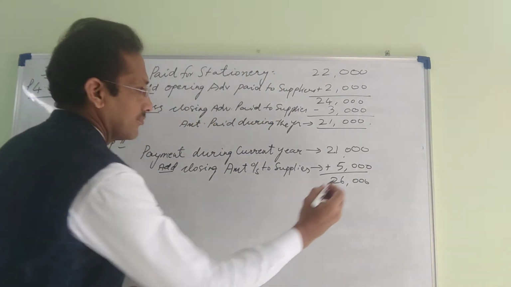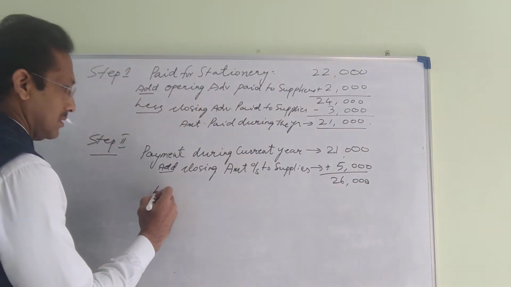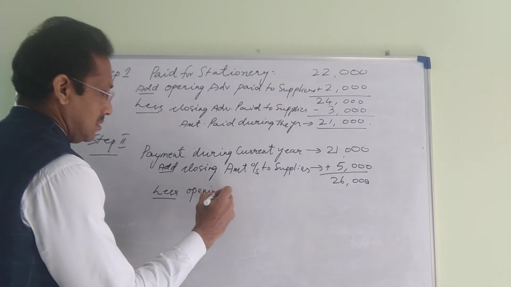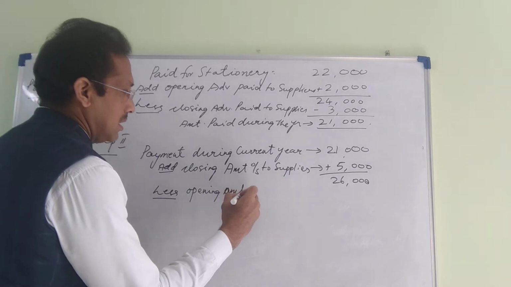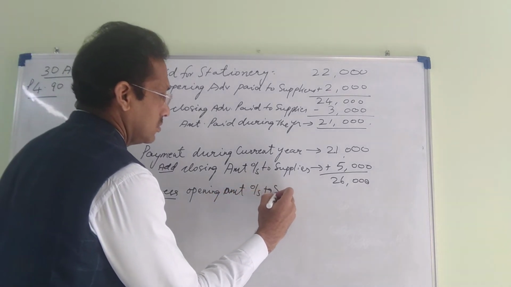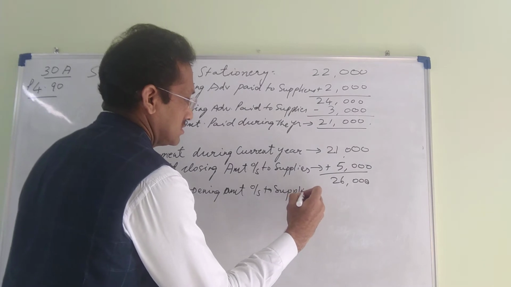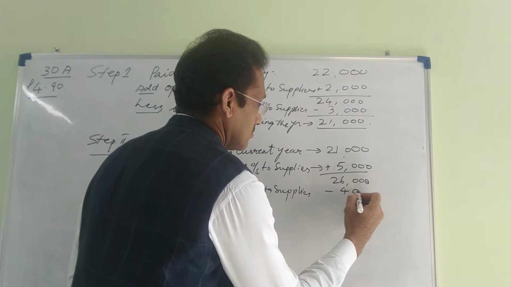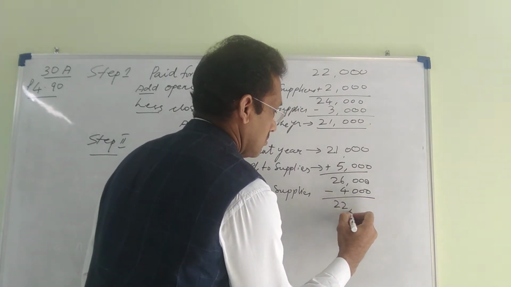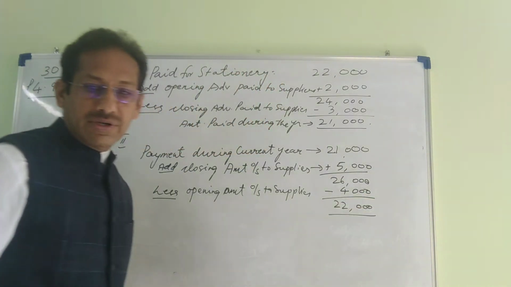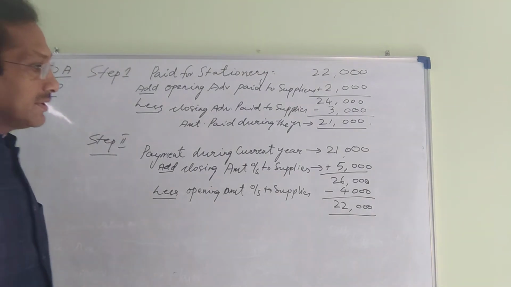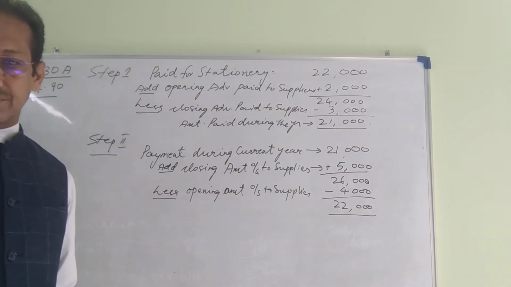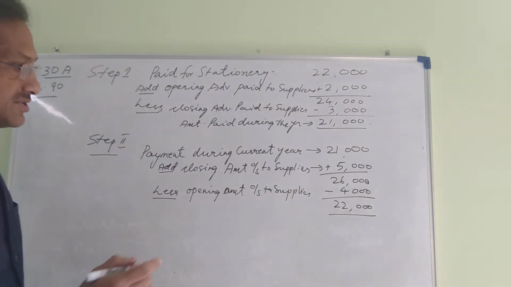26,000, less the opening amount outstanding to suppliers, that is 4,000. So what is it? It is 22,000. That will be the purchases during the year.